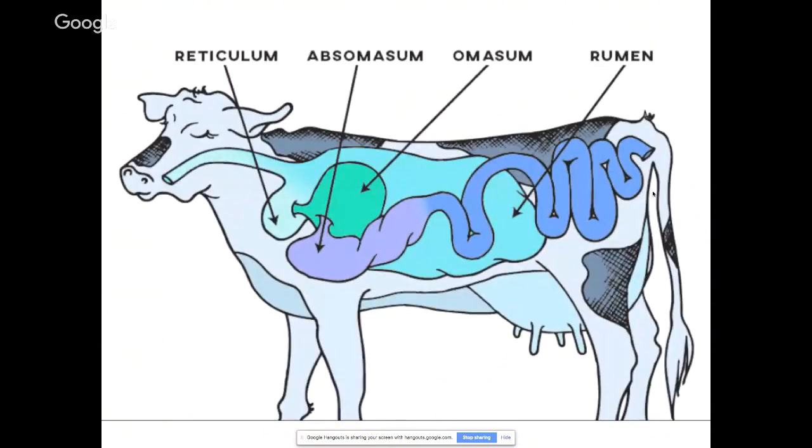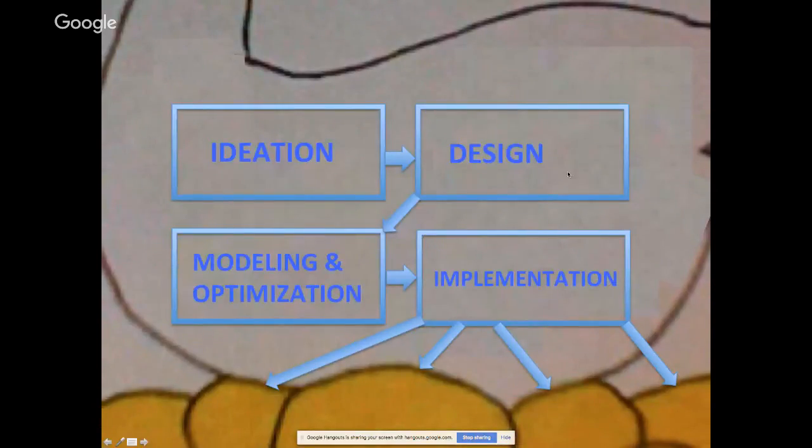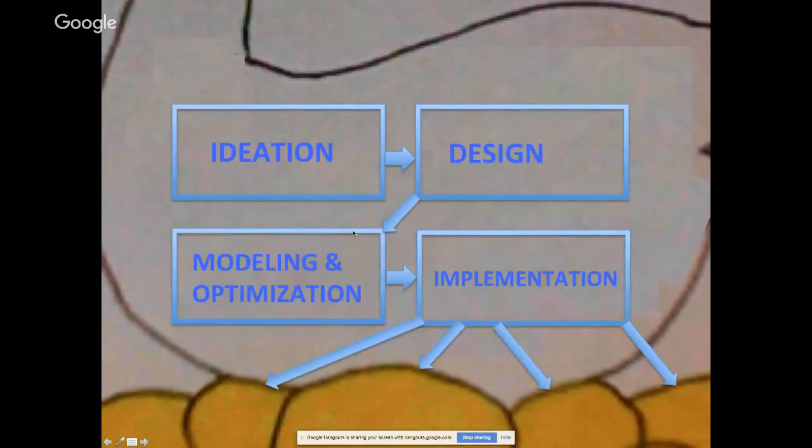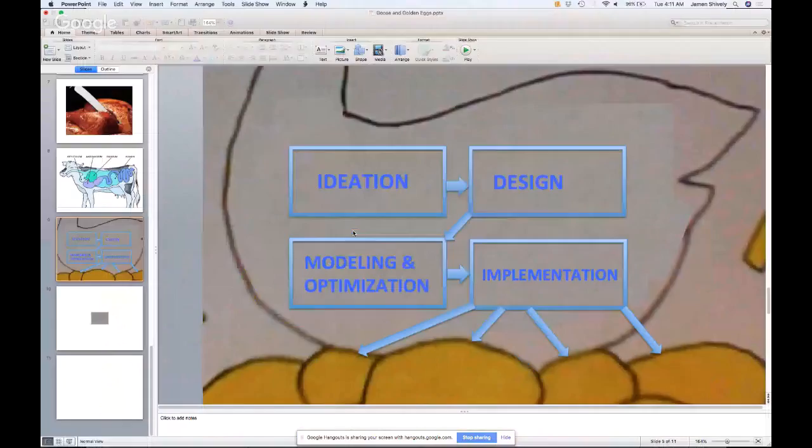Well, the goose is made up of a lot of things, people and platforms, but platforms can be divided up into four major stages: ideation of solutions, design of solutions, modeling and optimization of solutions, and implementation of solutions, which are the golden eggs. So we've already talked about ideation and design in previous conversations on this series. Now let's talk about modeling and optimization.